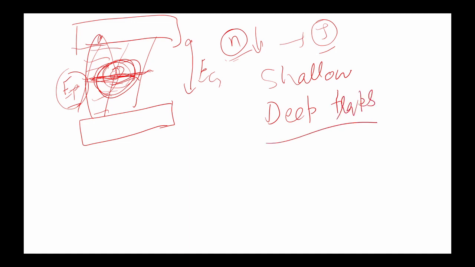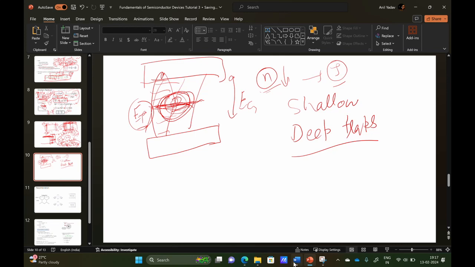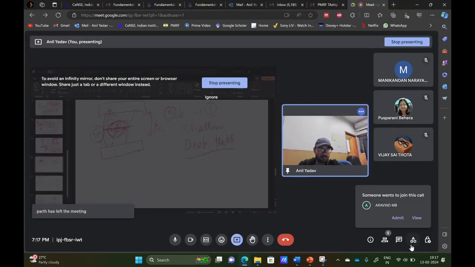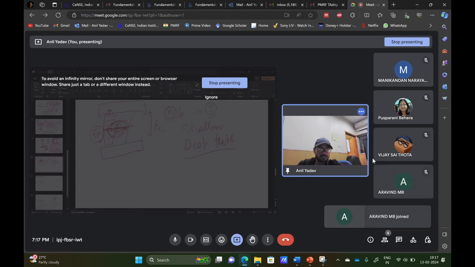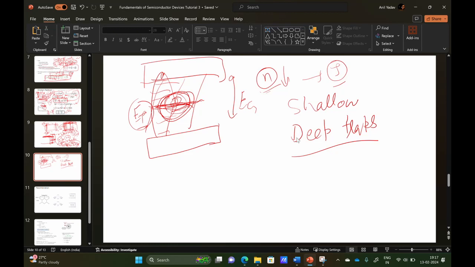So what are shallow traps? Shallow means if the electron traps are near to the conduction band, very near, not too deep, not in this region, then they are shallow traps. From them the electron can get out easily.